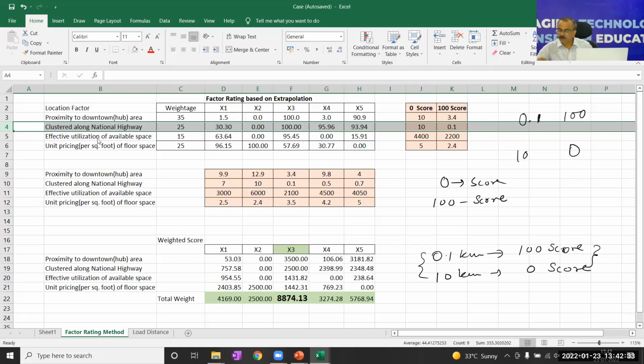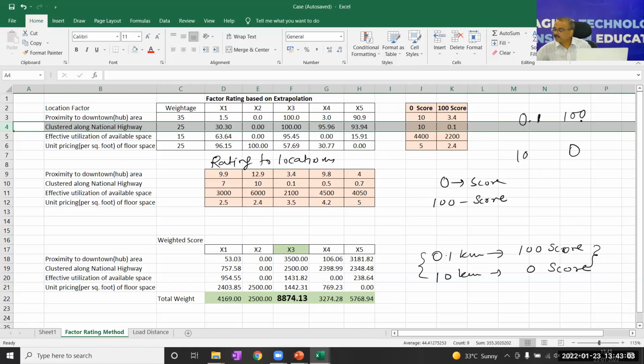For clustering, we are considering 0.1 kilometer as 100, and 10 kilometer as 0. Similarly, for other factors, based on the data that I will explain, we come up with this factor. So these are nothing but the rating to a location. So how will we arrive at it?